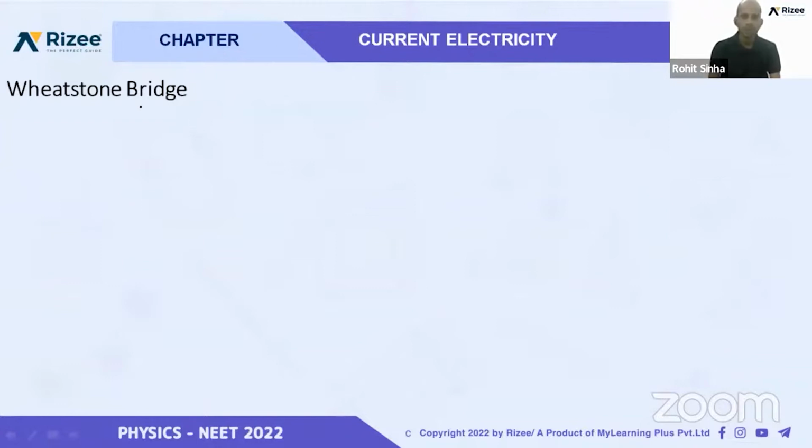Wheatstone bridge. It shows a special type of circuit. It is a special type of circuit arrangement. We can say, to derive its equation, its relation, let us take a simple circuit of a Wheatstone bridge.